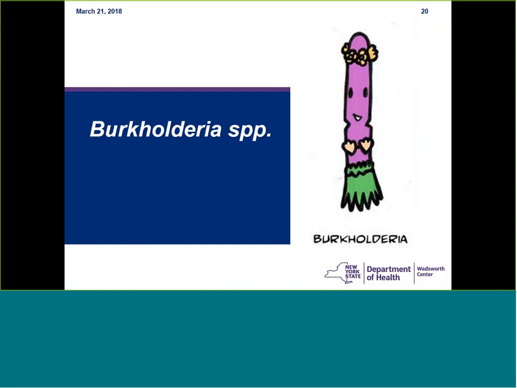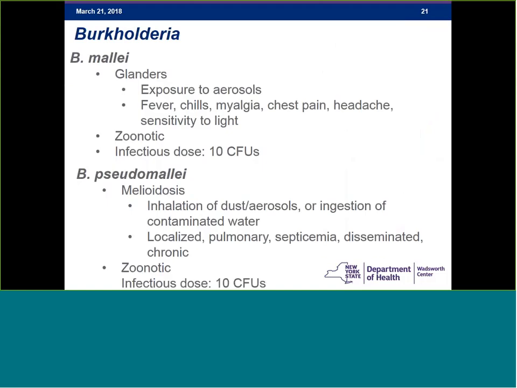Next, we will focus on 2 Burkholderia species, Burkholderia mallei and pseudomallei. The 2 Burkholderia species that fall into the biothreat agent category are Burkholderia mallei and Burkholderia pseudomallei. B. mallei is the causative agent of glanders disease. While human infections of B. mallei are rare as the organism primarily affects horses, infection can be fatal without treatment.